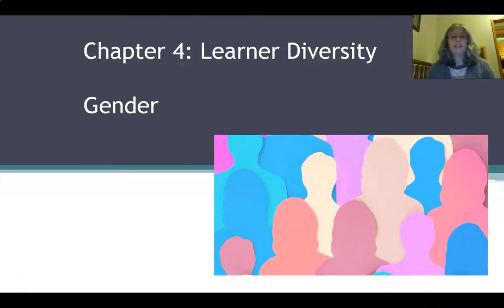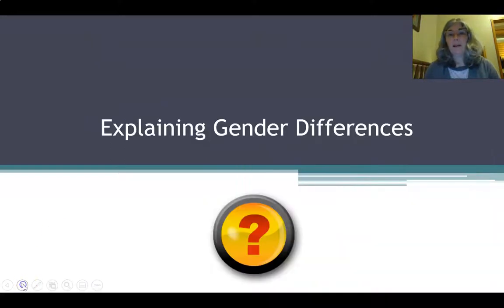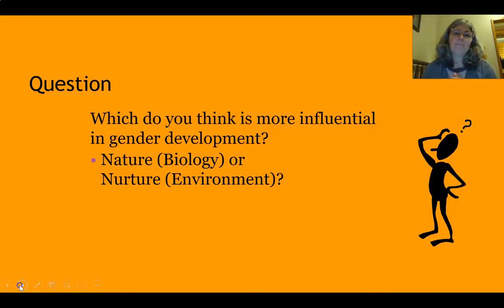Hello, everyone. So we are still in Chapter 4, looking at learner diversity and focusing on gender. This is Part 2 for gender. Where we left off, we were getting ready to talk about how we can explain some of these gender differences that we saw in the first part. In the first part, we were looking at differences in play and friendship and behavior and academics. Well, now let's try to see perhaps where some of those differences come from.